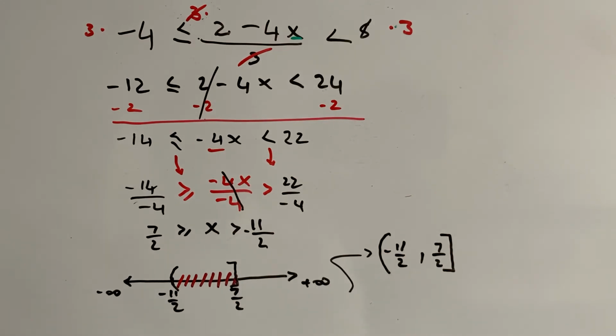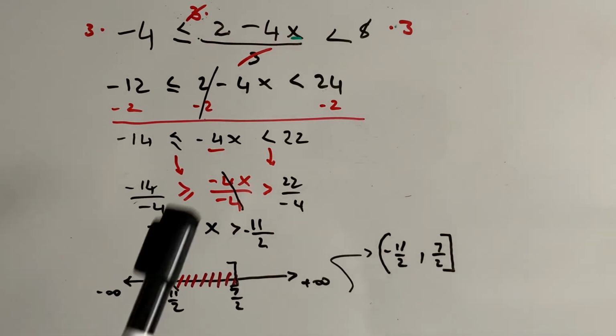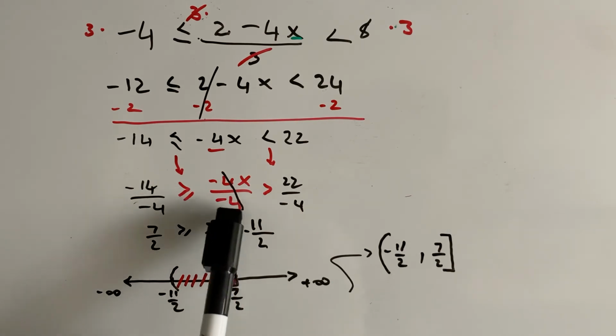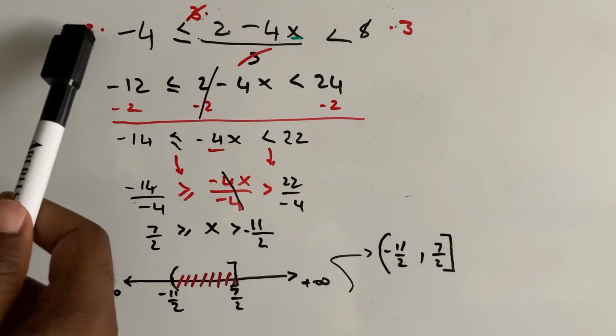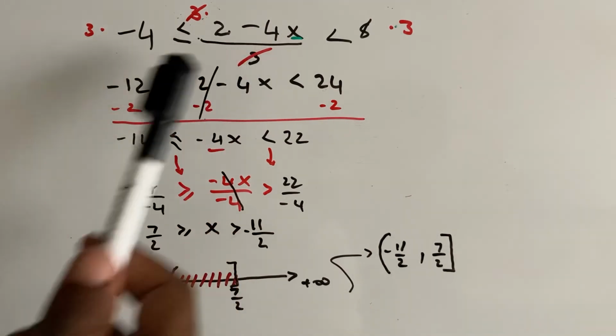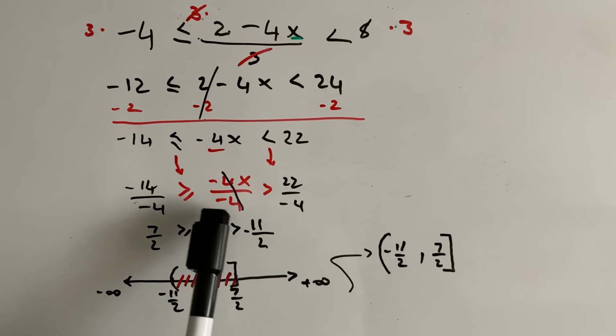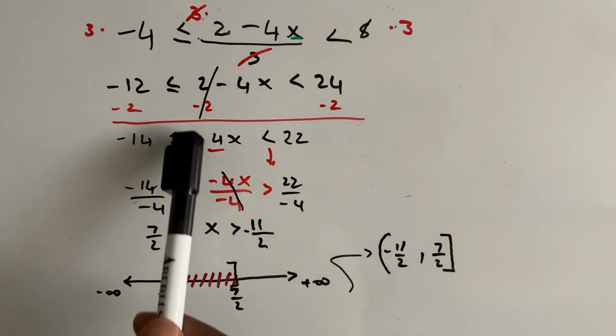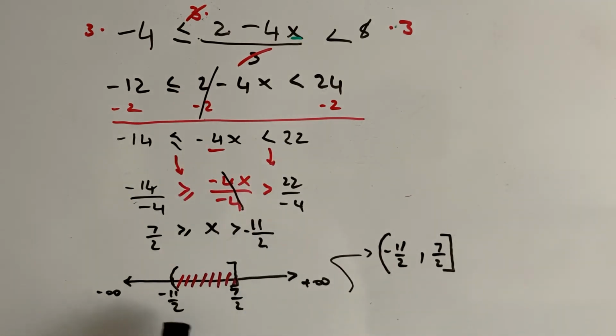This is your answer. So always remember, when dividing by a negative number or multiplying by a negative number, you have to switch the sign. Now here, I multiplied by positive 3. That's why I did not switch the sign. Here, I divided by a negative 4. So I had to switch the signs, okay? And this is the interval notation. This is the solution. You got it.